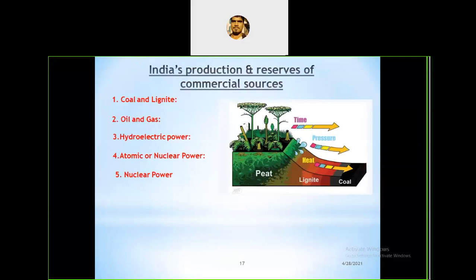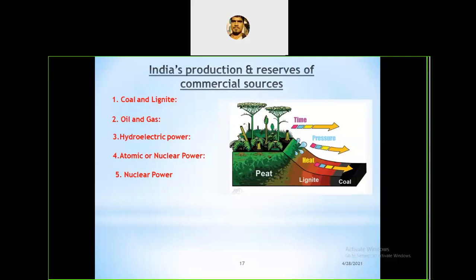Yes, we'll start the next interesting topic: Indian production and resources of commercial sources. So far we discussed total overall energy sources, which include conventional and non-conventional. But today's topic is based on commercial sources. Commercial sources means the energies which are easily available and easy to use. So those energies are called commercial sources.